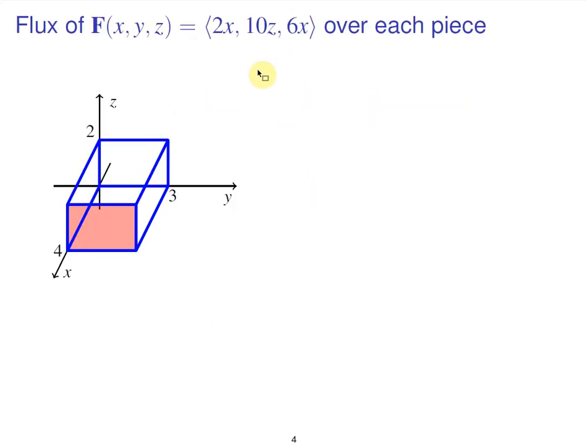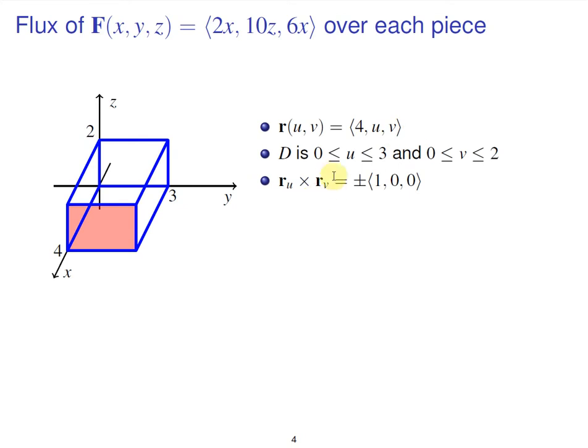If we take a look at the flux through the front, the normal vector, if you're starting here, should point outward like this, following the direction of the mouse from here out this way. Here's a parameterization: 4 for the x-coordinate, u will be the y-coordinate, and v will be the z-coordinate. Here's our parameter domain, and if you compute the cross product of ru and rv, you're going to get plus or minus 1, 0, 0. The plus or minus indicates we don't know which one we're going to take for n quite yet, but if we want outward this way, then the x-coordinate has to be positive, so we really want n to be 1, 0, 0.